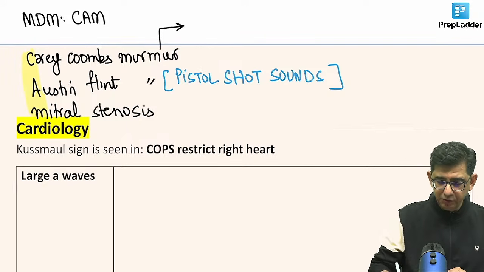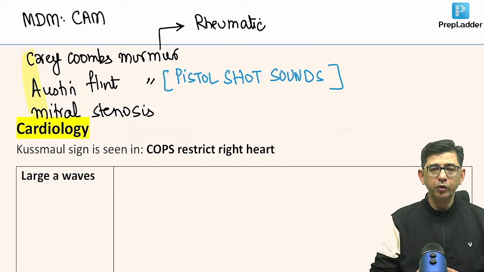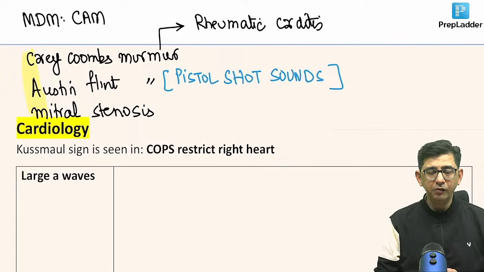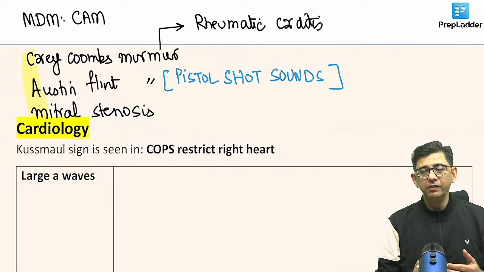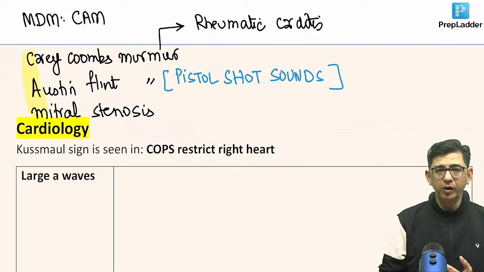Carey Coombs murmur is a feature of rheumatic carditis. Mark my words, it is not indicative of any valvular lesion. It is just that the Aschoff nodules are causing inflammation of the valves, because of which there would be a leakage of blood across the heart valves. And the query would be like, sir, if there's a leakage of blood across the heart valves from LV to LA, would it be a systolic murmur? No, the blood will leak in very minute amount from LV to LA, but then all of that will come back in the phase of diastole. So we have a mid-diastolic murmur for Carey Coombs.